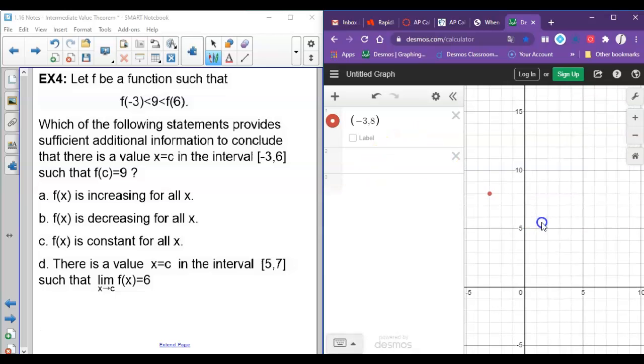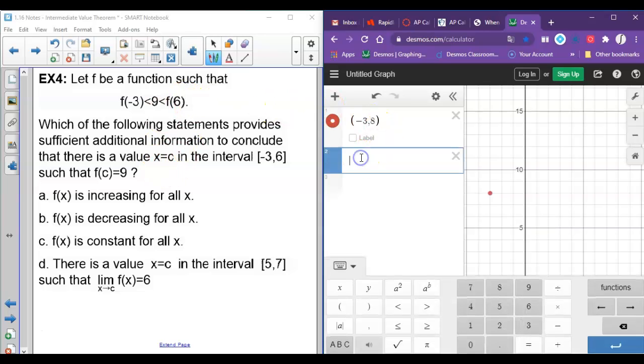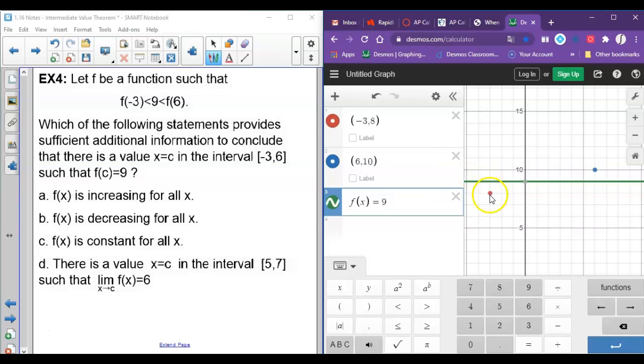There it is. And then I know I've got 6, and then I've got some number above 9. Just to be simple, let's pick 10. And so I want to know, is there some point here where f of x or f of c equals 9? So do we have to cross this line here? And so yes, that would be true. However, we need to know the information that has to be given in order for this to be true.